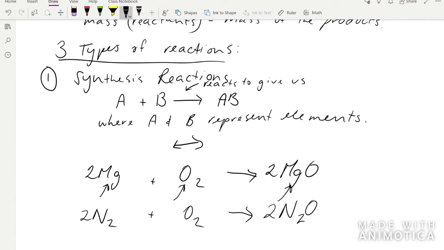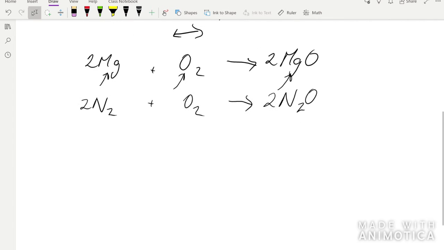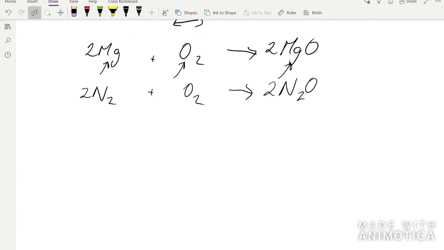So whenever you see an element by itself plus an element by itself that gives you a compound, you know it's going to be a synthesis reaction. Now the next type of reaction is actually quite the opposite. It's called decomposition.